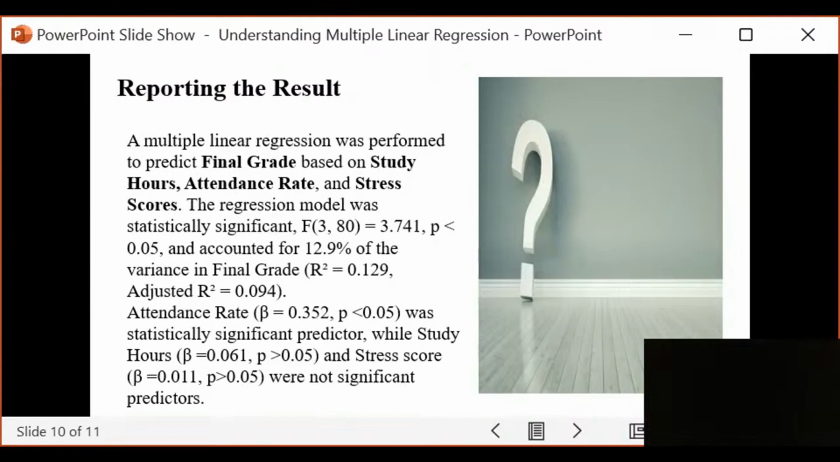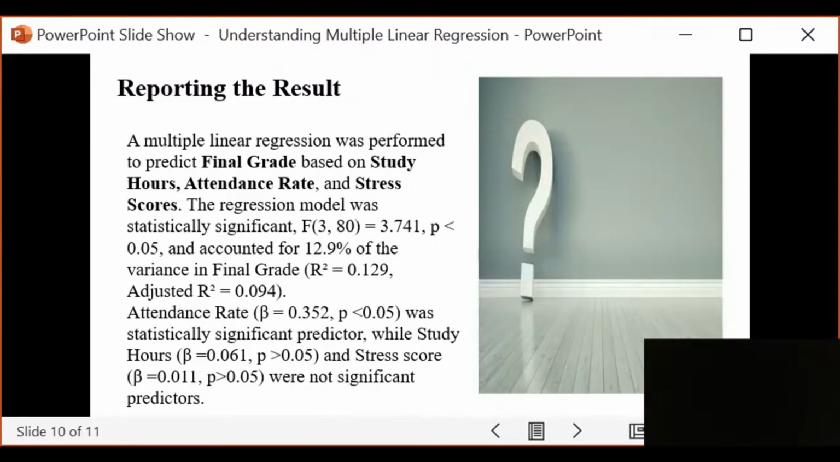So F(3, 80) is equal to 3.7, that is the F value, and the p-value is less than 5%. This means that collectively, the three predictors explain a meaningful portion of the variability in students' final grades.